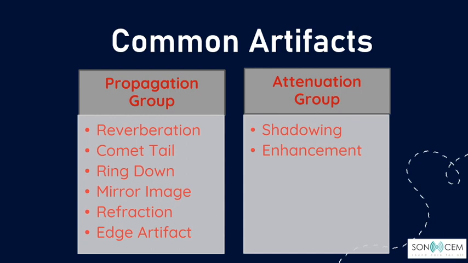There are a total of 24 types of ultrasonographic artifacts. However, we will be covering only a few common ones. They can be divided into propagation group and attenuation group. The propagation group consists of reverberation, comet tail, ring down, mirror image, refraction, and edge artifact. In the attenuation group, we have shadowing as well as enhancement.